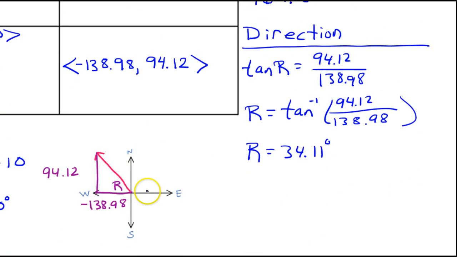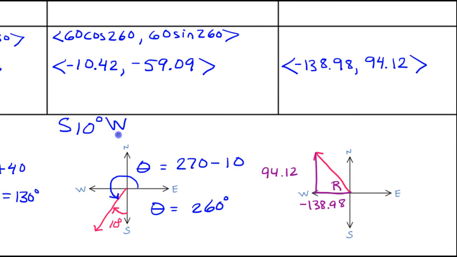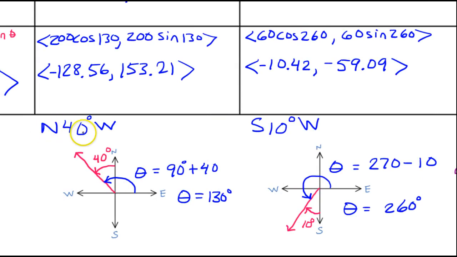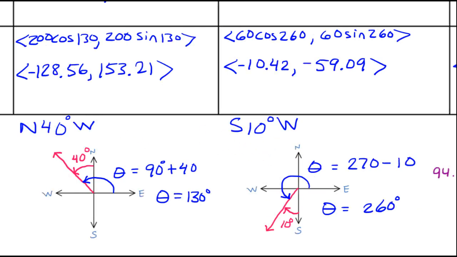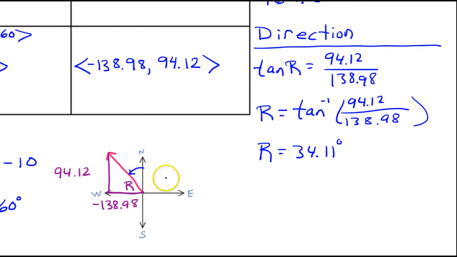Sometimes we measure an angle from the positive x-axis going counterclockwise like this. But you want the direction that you give in your answer to match the way they gave you the direction in the original problem. So in the original problem they gave us things like north 40 degrees west, and south 10 degrees west. Notice that they're starting with either north or south. So we should do the same thing. So we really want to start at north and then say how many degrees do we have to turn towards the west to get to the vector. So we can write the direction the same way that they did.